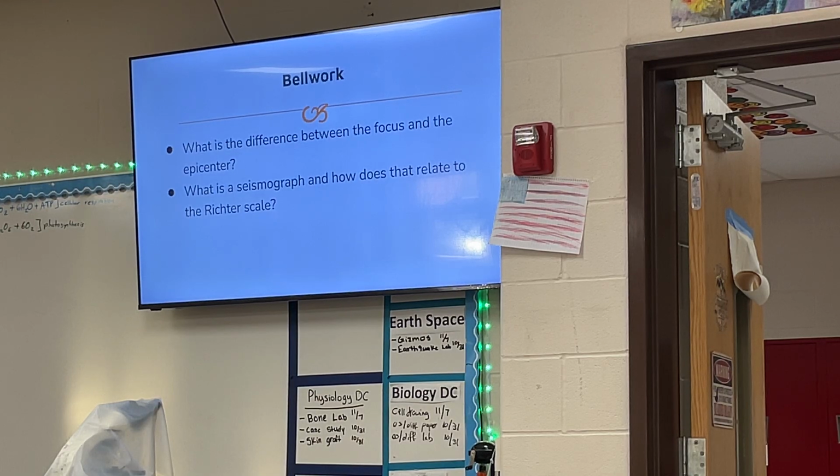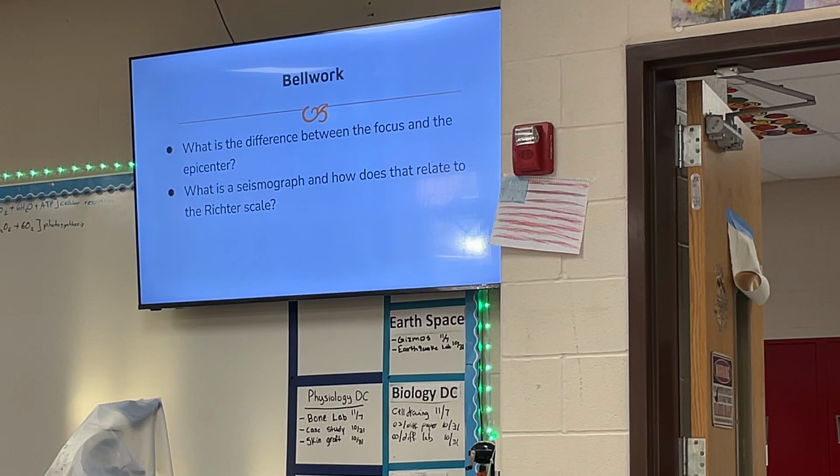Talking about earthquakes. What is the difference between the focus and the epicenter? The focus is the underground point where the fault rupture begins. Very good. Where the earthquake begins. And what's the epicenter? The epicenter is the point on the Earth's surface directly above the focus. Good. So if you go straight up, it's at the surface.